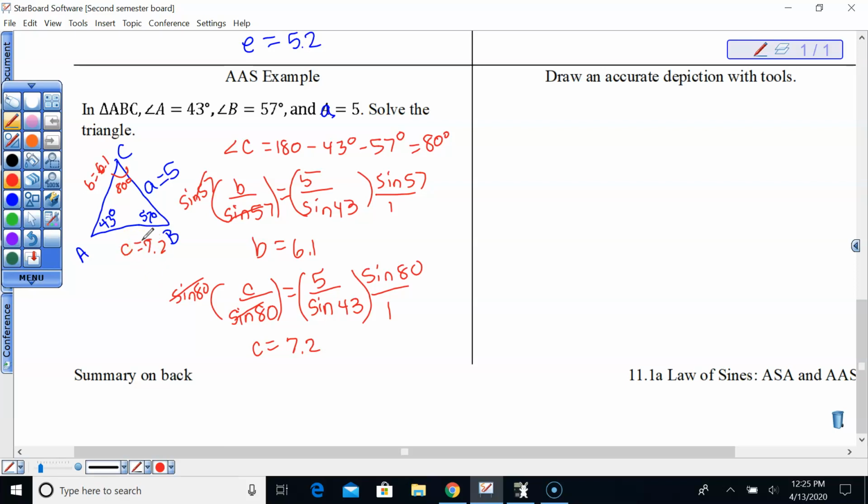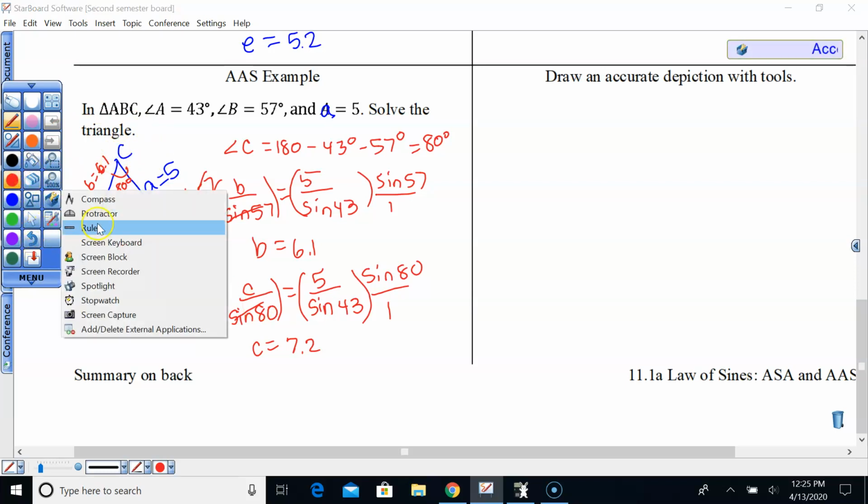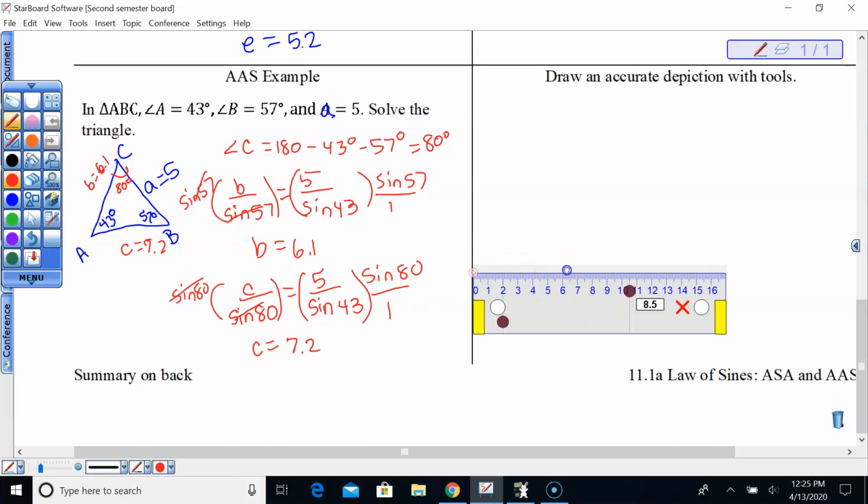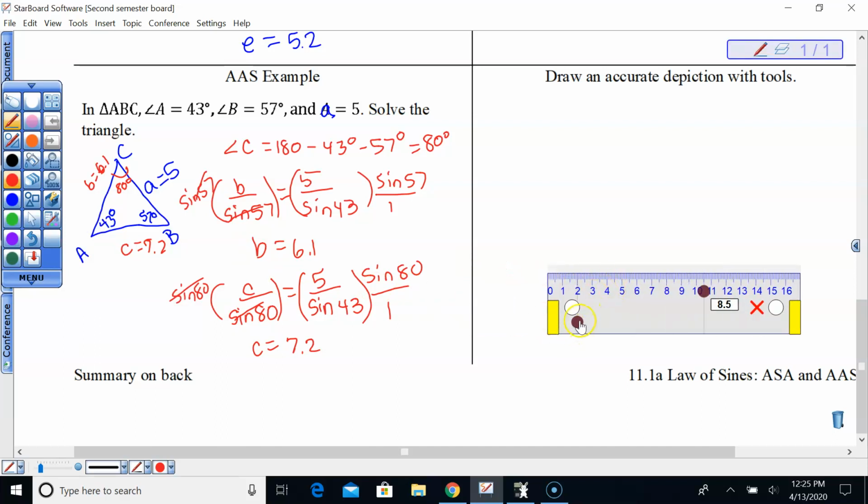Now, how do we draw this one? Well, I would suggest again that since we're going to start with side A, which is 5 units, that we're going to draw angle C and angle B off of that value, because it would be very difficult to draw an angle and then a side, because you won't know how long to make the side that's between the two angles that you're drawing.